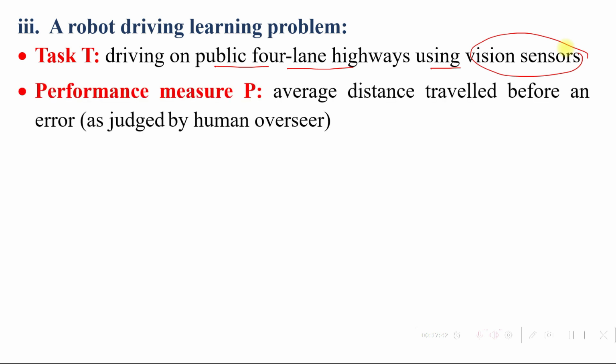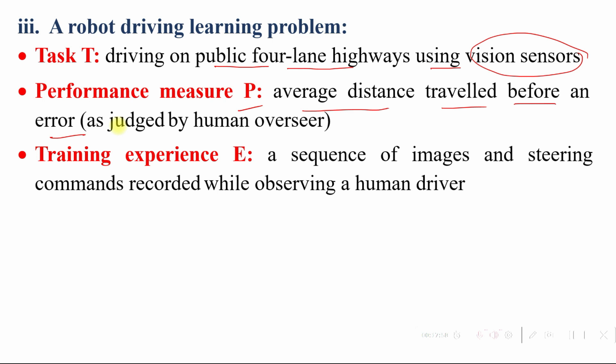Now the performance measure P is the average distance traveled before an error. Without any obstacles, without any error, how much distance is traveled is the performance measure. And the training experience E is a sequence of images and steering commands recorded while observing a human driver. So these are the experience E. This is about machine learning.